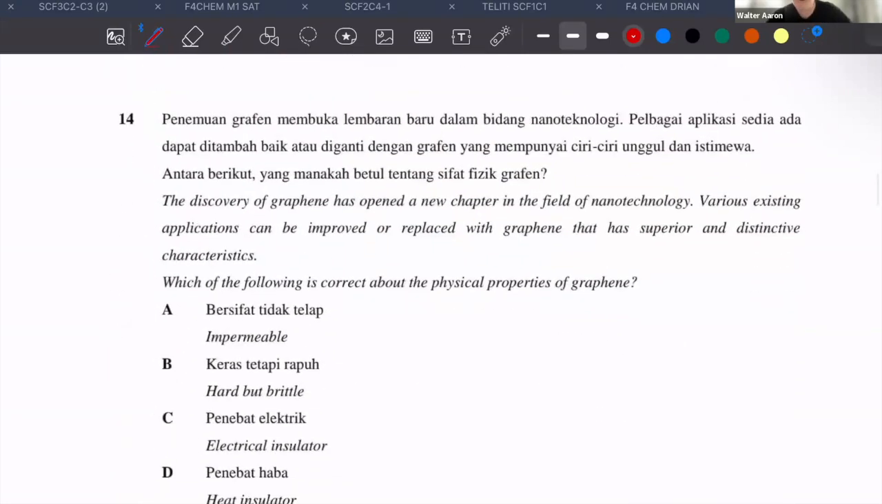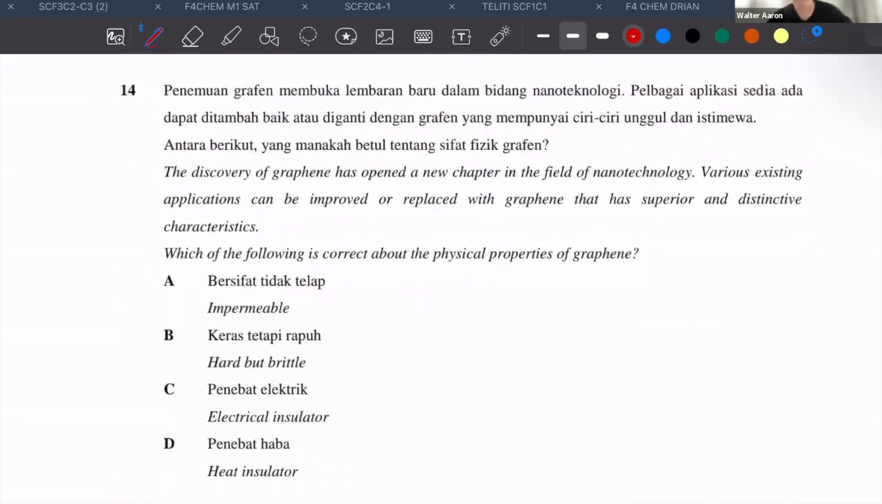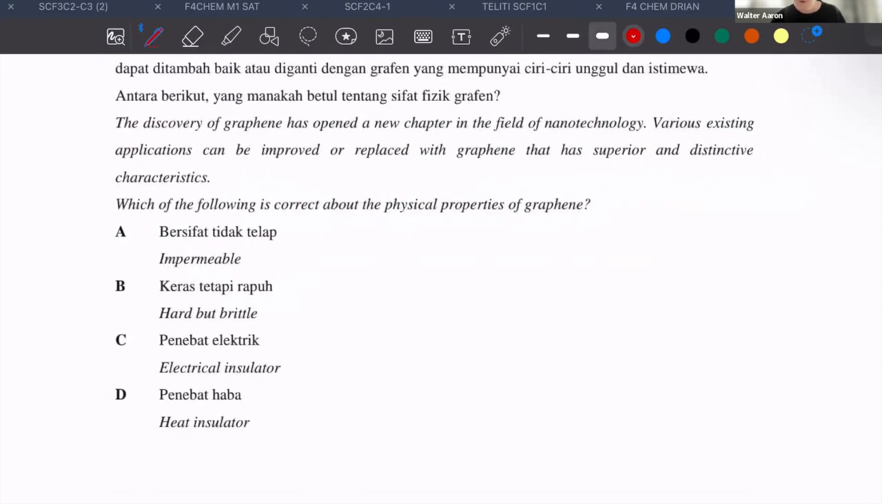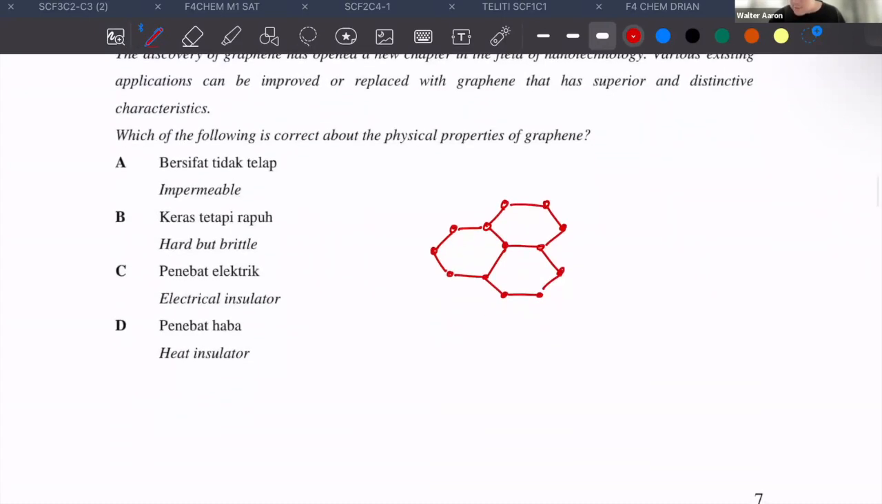14. The discovery of graphene has opened a new chapter in the field of nanotech. Various existing applications can be improved or replaced with graphene that has superior and distinctive characteristics. Which of the following is correct about the physical properties of graphene? If you don't know what graphene is, you have to remember how graphite looks like. The carbon atoms in graphite are bonded covalently in a hexagonal ring shape. But inside the graphite structure, there are also layers in between them that are held together by weak van der Waals forces.